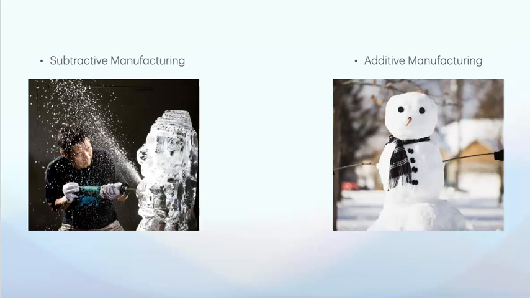The first one is subtractive manufacturing, and subtractive manufacturing is like making an ice sculpture. So you have to get rid of a lot of material before you can make out the shape you want, make out the project you want. And additive manufacturing is like making a snowman. So you are basically putting the snowflakes step by step and layer by layer to make a snowman.